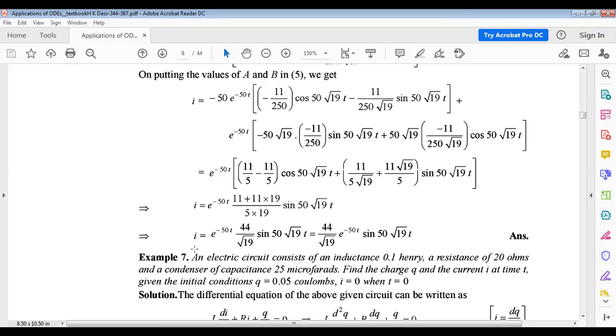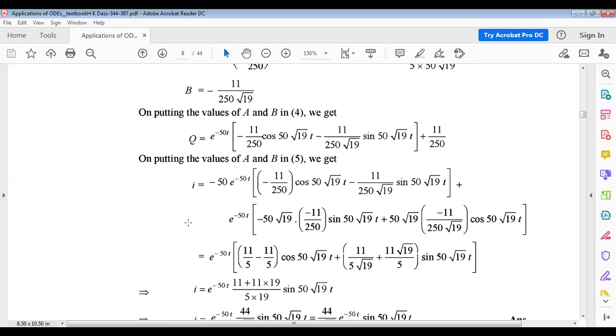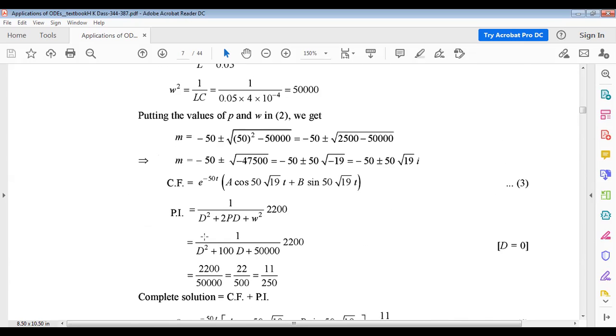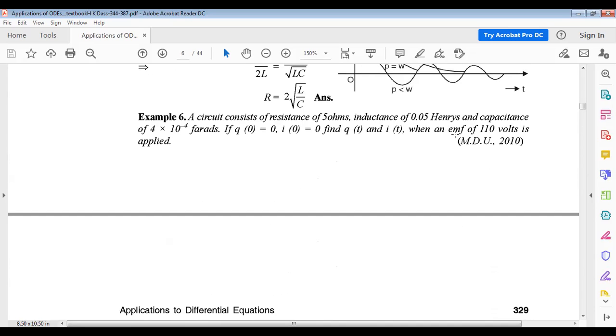And we have to find out the values of I and values of Q. Q is given by equation 4 and I is given by equation number 5. So this is the result, Q(t) and I(t).